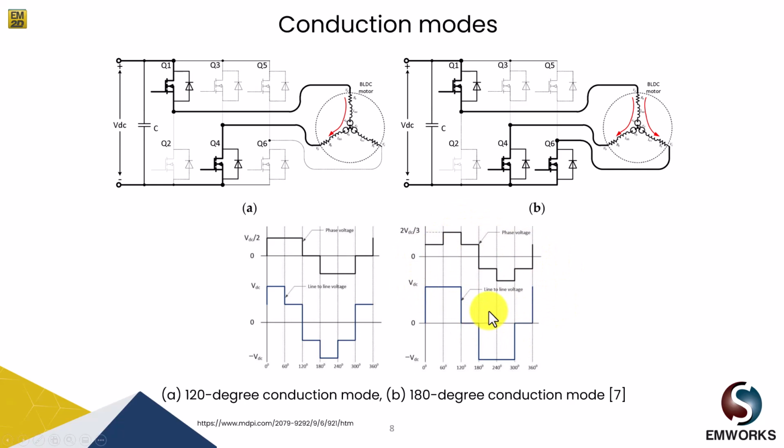In comparison of the 120 degree conduction mode and the 180 degree mode, we can see the voltage level is different, and hence this can also affect the motor performance. As we can see here, we have VDC by 2, and there we get a voltage magnitude up to 2 VDC by 3. So obviously the current induced will be different, which will lead to a different torque.